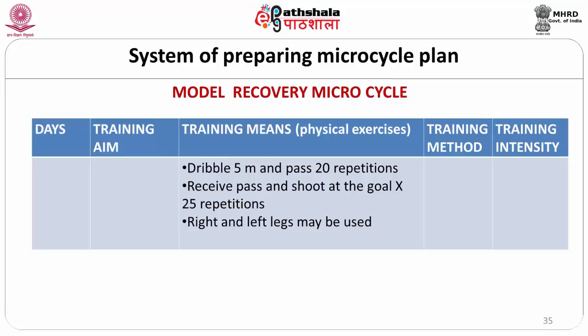Dribble 5 meters and pass 20 repetitions. Receive pass and shoot at the goal 25 repetitions. Right and left legs may be used.